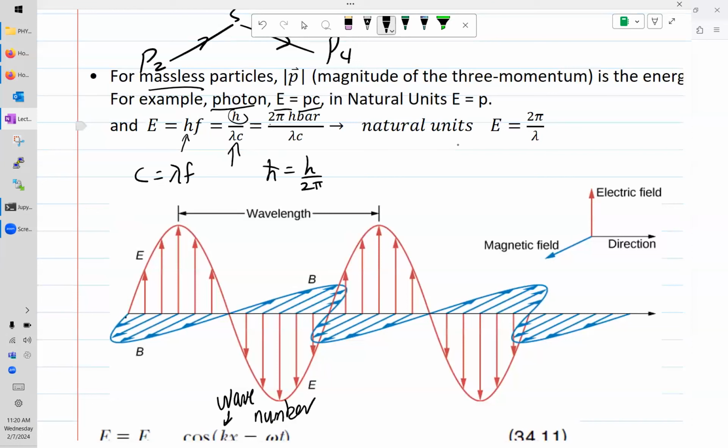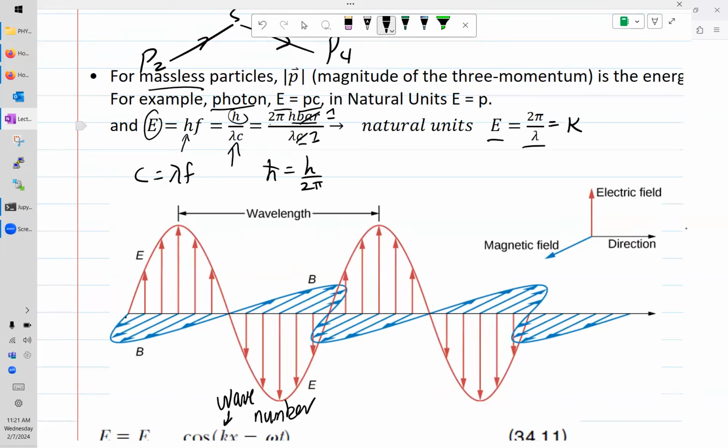So it looks like E is going to be equal to some constant h bar over c, but since in natural units we set both of those to equal 1, the energy is going to be equal to 2 pi over lambda. And what's 2 pi over lambda for electromagnetic waves? That's just k.